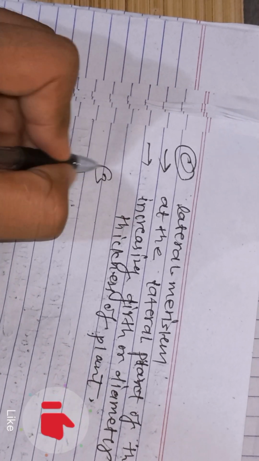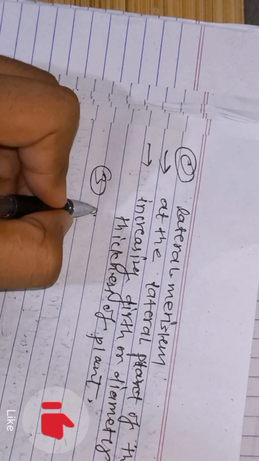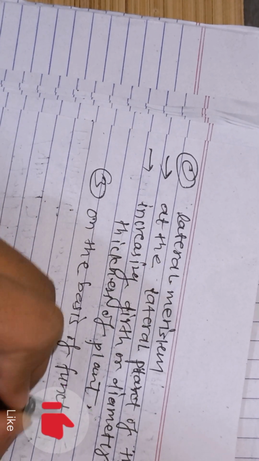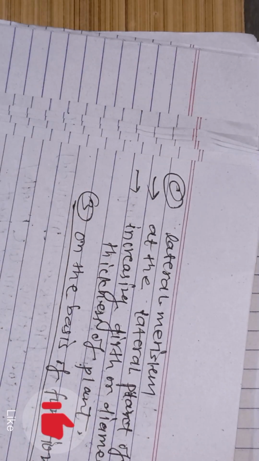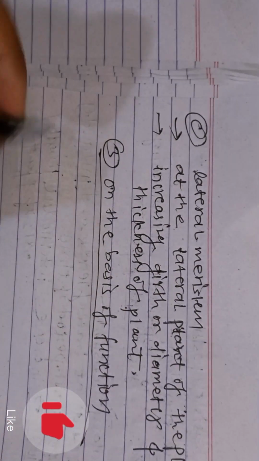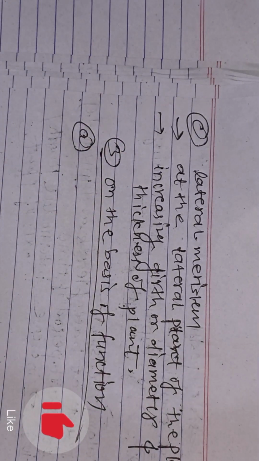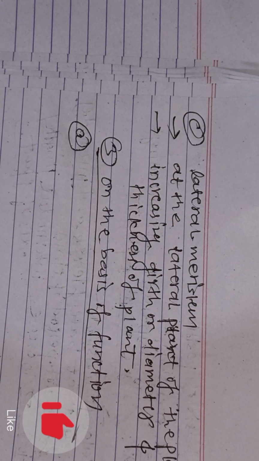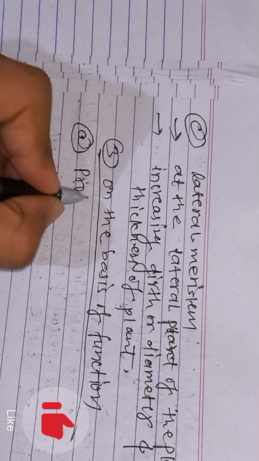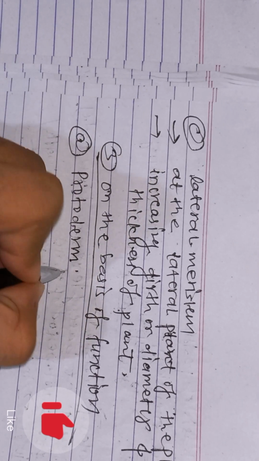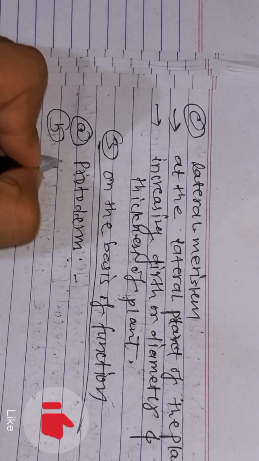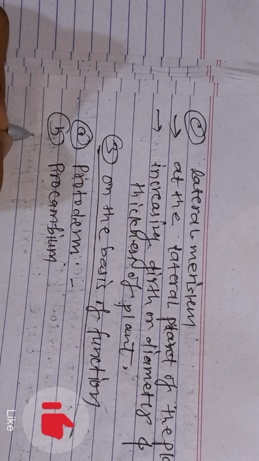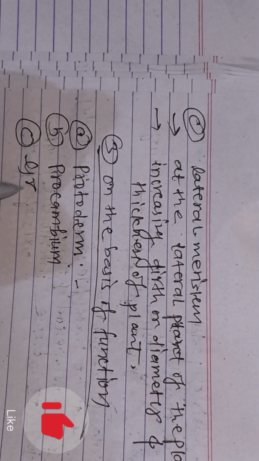The third classification of meristematic tissue is on the basis of function. On the basis of their function, the meristematic tissues are divided into three types. The first one is protoderm, the second one is procambium, and the third one is ground meristem.